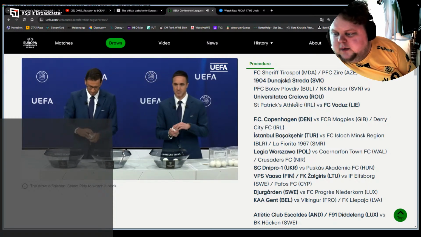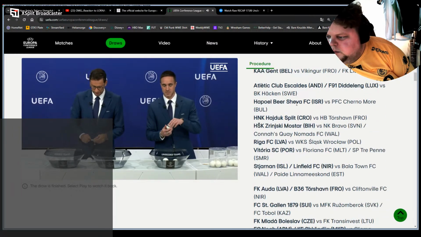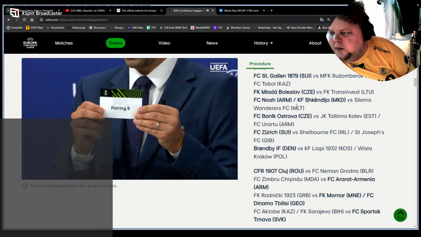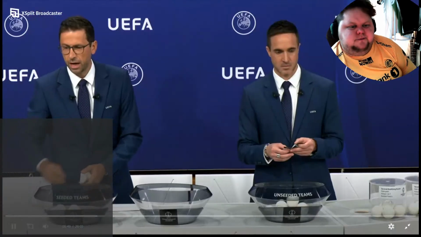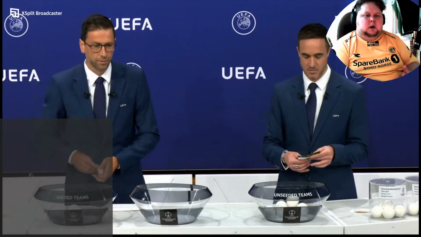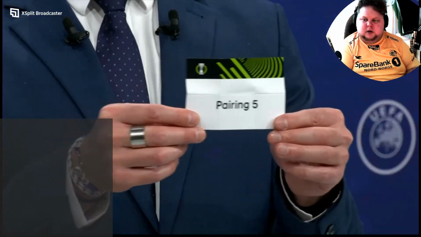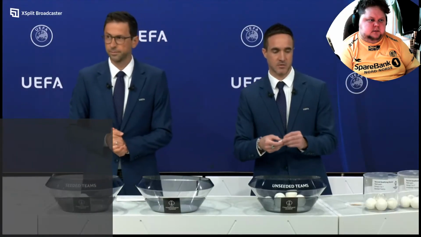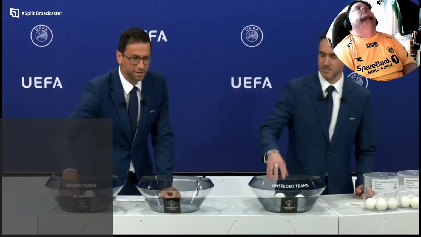And here we start with the following pairing. It's pairing 8. So pairing 8 will be playing the first leg at home. So it's KÍ Klaksvík from Faroe Islands or FC Differdange 03 from Luxembourg. And their opponents will be the team from pairing 5. So their opponents will be FC Ordabasy from Kazakhstan or FC Petrocub from Moldova. Okay, we keep on.